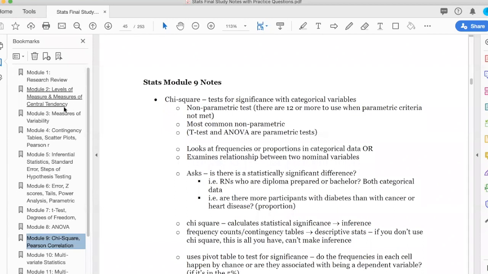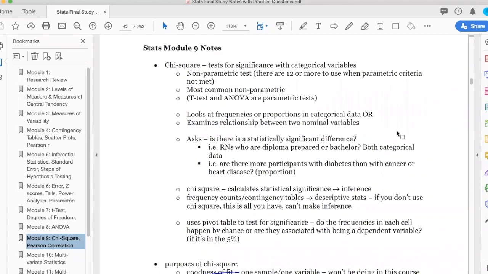Measures of central tendency, measures of variability. You have your contingency tables, scatter plots, the Pearson R, then your standard error, steps of hypothesis testing, all the stuff about errors, your t-test, and your ANCOVA. So I'm not going to go over all that, but you have it in the other videos. So hopefully you can go back and watch those.